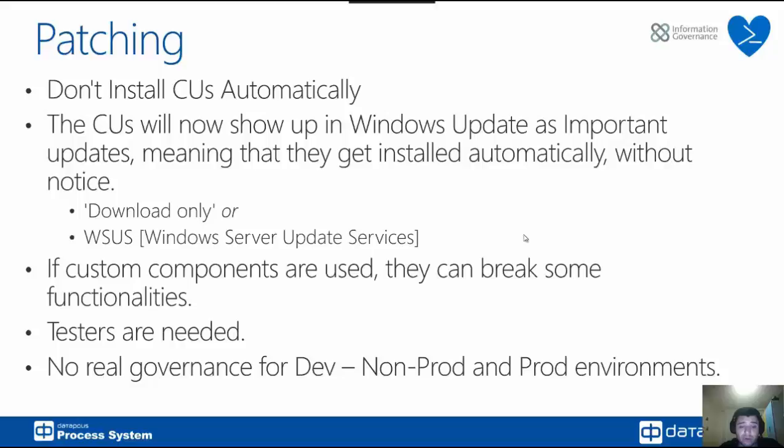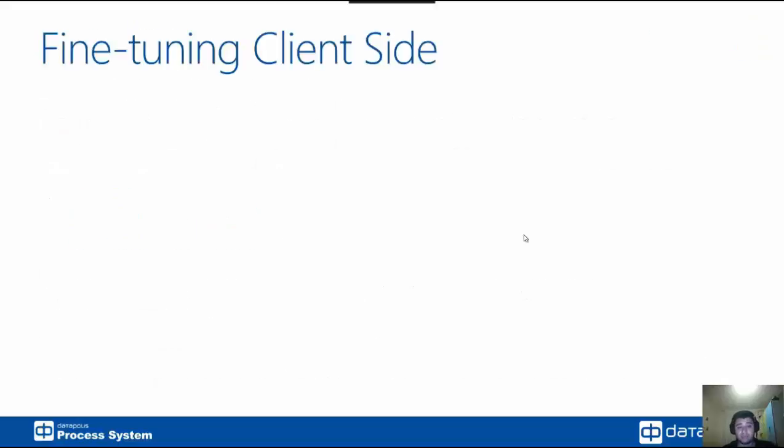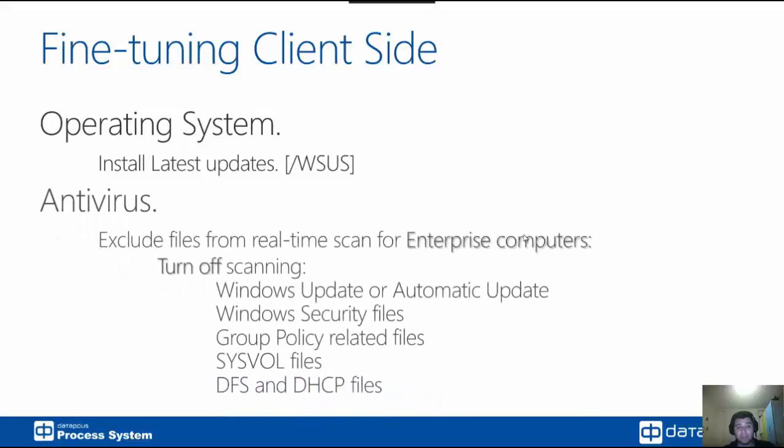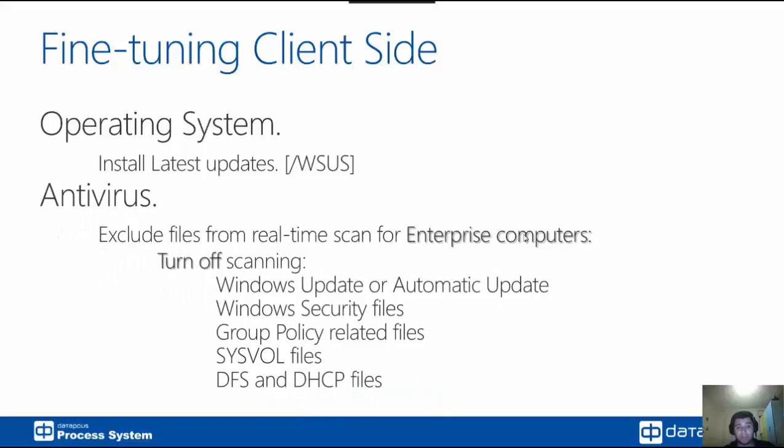And for the antivirus on the client's laptops, desktops, etc., turn off the real-time scan for enterprise computers. Turn off scanning for Windows updates, Windows security files, group policy files, system fault files, DFS, and DHCP files. It's not something for the business or the developers, but especially for administrators, who should actually exclude files from real-time scan. These 5-6 things, please exclude them.